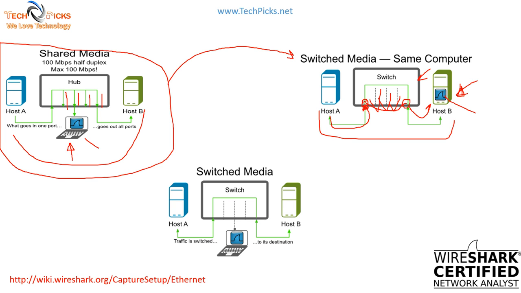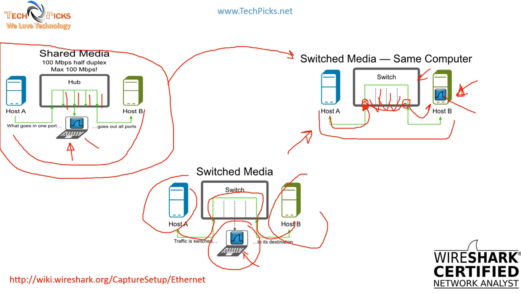Another way to do it, which actually is not going to work, is if you have switched media and you're going from host A to host B, just like in this scenario, and you connect your Wireshark machine into the switch. You're not going to see anything unless it's a broadcast or a unicast going to the specific address of your machine. You won't see the traffic between host A and host B, because the switch takes the traffic and forwards it to the destination port. You will not see that traffic, unlike with the hub.